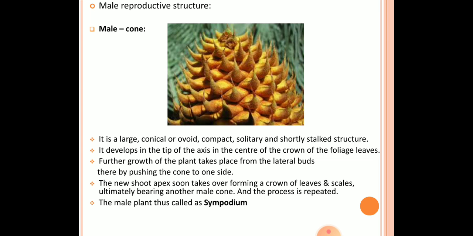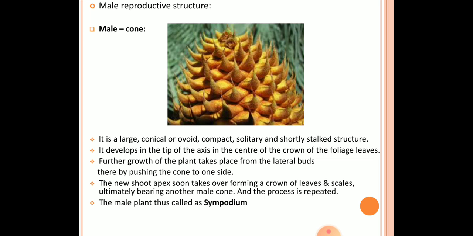Usually it is developed at the tip of the axis, in the center of the crown of the foliage leaves. So the male tree has foliage leaves, and in the center of these foliage leaves they produce the male cones. Further growth of the plant takes place by the formation of lateral buds, thereby pushing the cone to the outside. The new shoot apex soon takes over, forming the crown of leaves and scales, ultimately bearing another male cone. The process is repeated, and ultimately they form a complete bunch of cones.